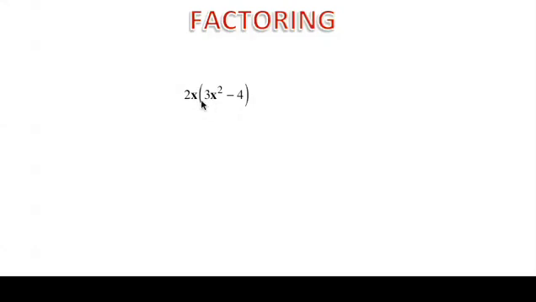And that's going to give me 6x to the 3. And the 2x is going to multiply negative 4. And that's going to give me negative 8x. Okay? And there we go. Now, if we go this way, it's called expanding, right? But if we go the opposite way, it's called factoring.